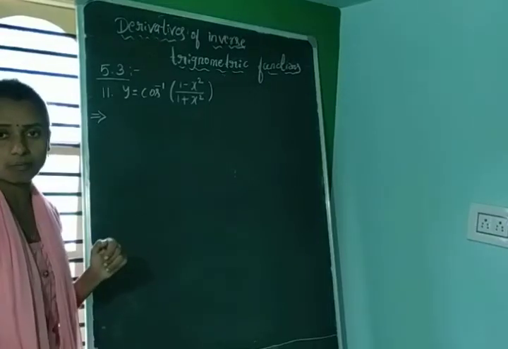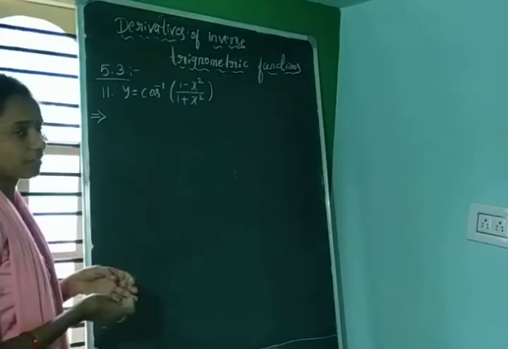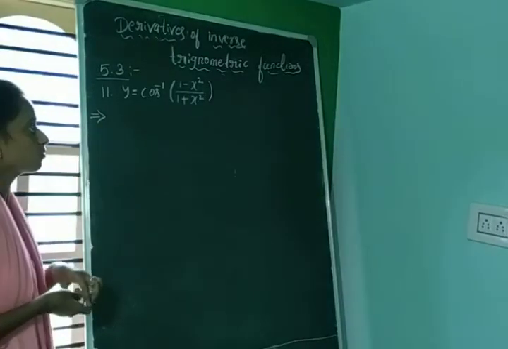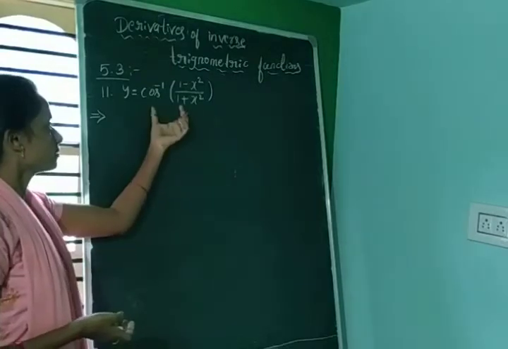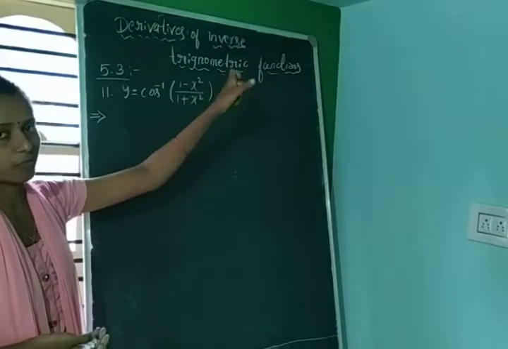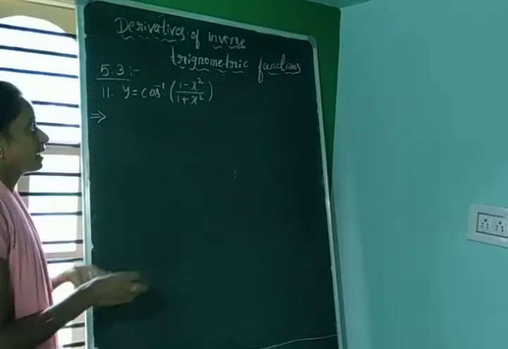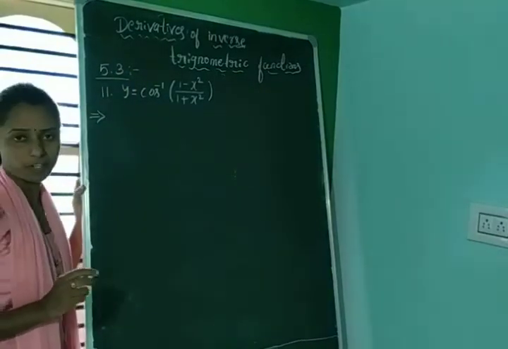Derivatives of inverse trigonometric functions. So that is the 11th one: y is equal to cos inverse of (1 minus x squared) divided by (1 plus x squared). So in this function x lies between 0 and 1. Okay. So now we need to find dy by dx for this inverse function.